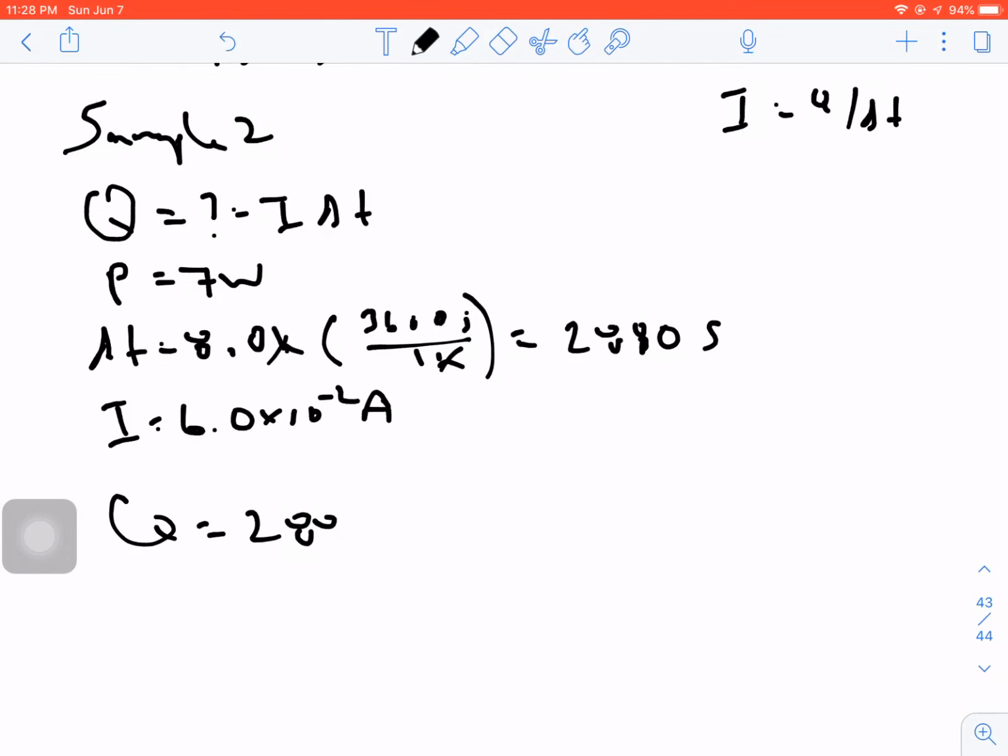And now I can solve for my Q. It's equal to T times I, 6.0 times 10 to the negative 2 amps. And the Q that I'm getting is 1.7 times 10 to the power of 2 coulombs.